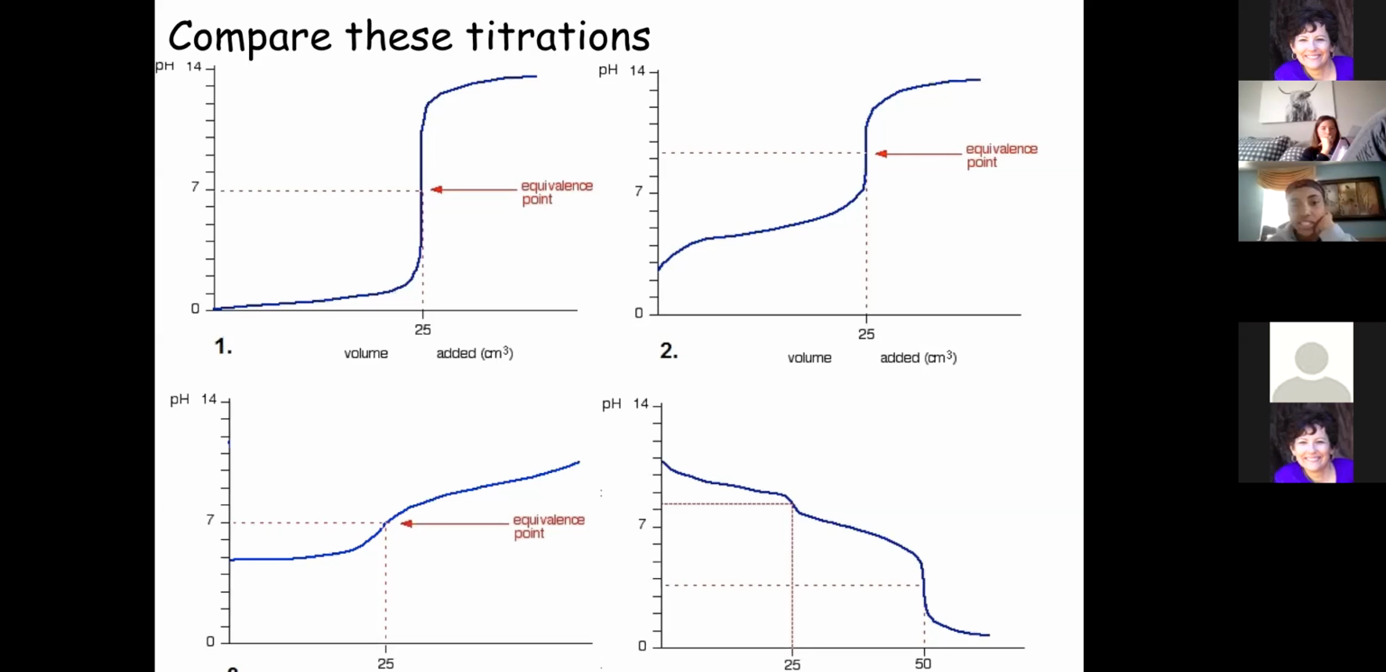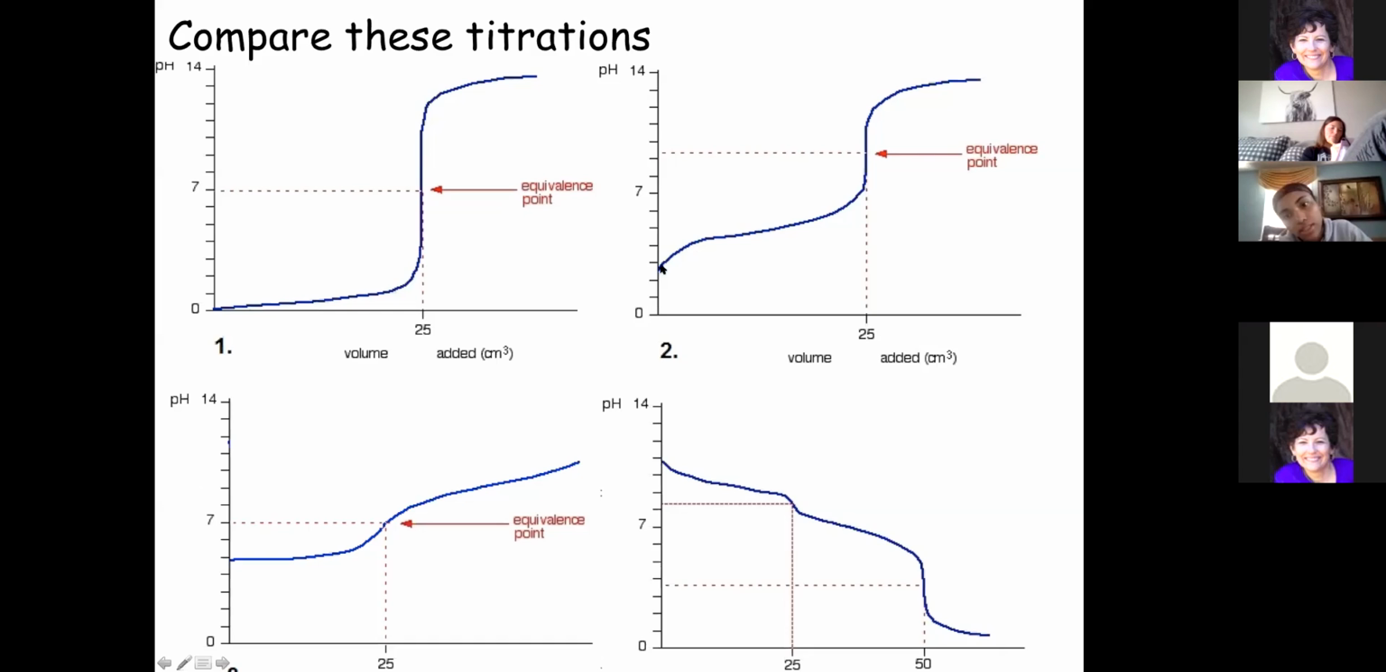Yeah, so let's do some process of elimination. Which ones are the weak acids? Remember the second one? The second one on the top row. Yep, so number 2 is a weak acid. And is that a weak acid titrating with a base? And how do I know? Yes.